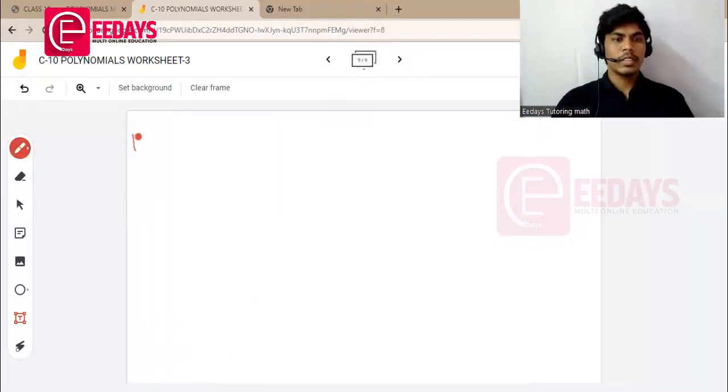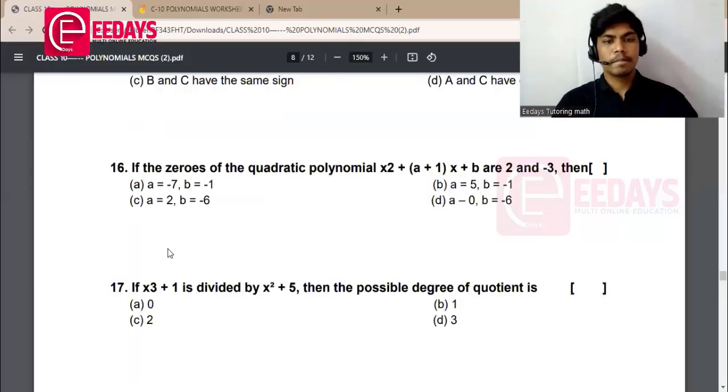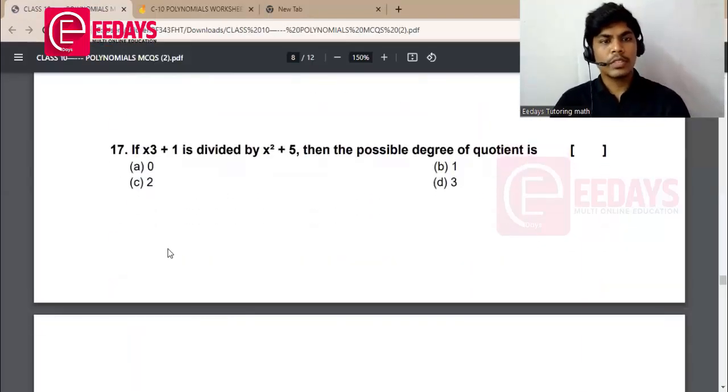Let's move on to the next one. 17th question. If x cube plus 1 is divided by x square plus 5, then what is the possible degree of the quotient? We have to do the division.